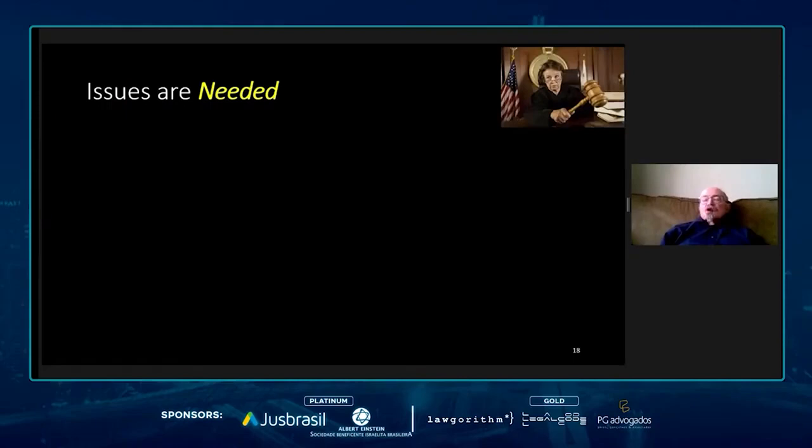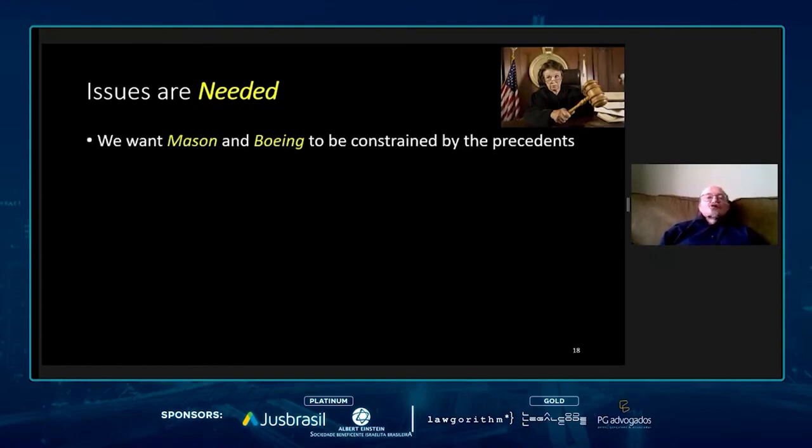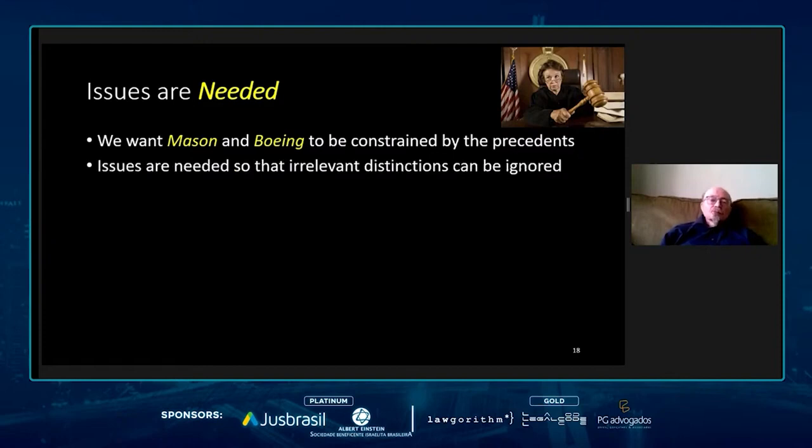So the argument is that we actually need to incorporate the domain knowledge, the knowledge of the structure of cases represented by issues. This is because we want Boeing to be constrained by the precedents in the example. And issues are needed so that the irrelevant differences can be ignored and the cases constrained.